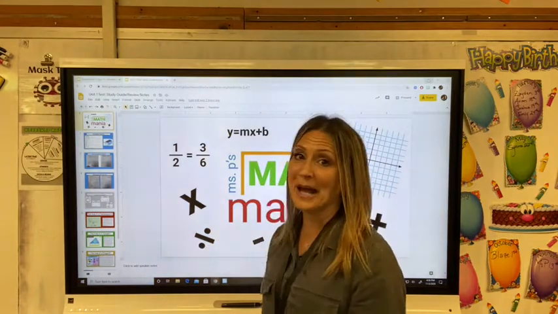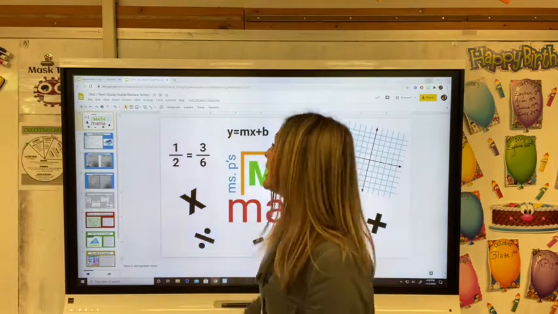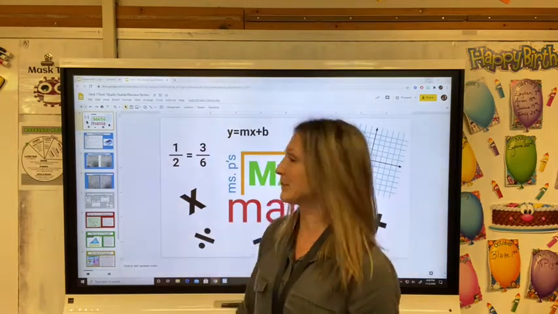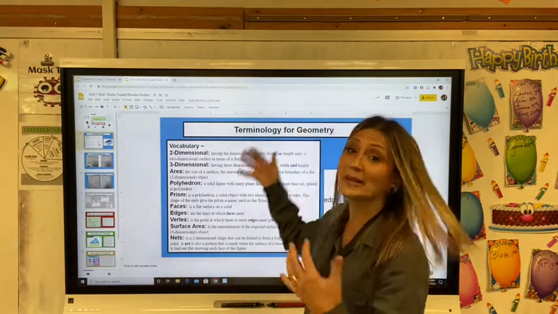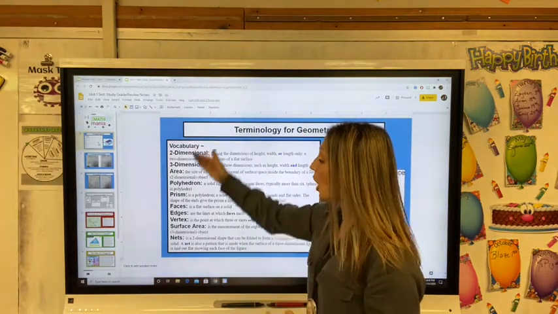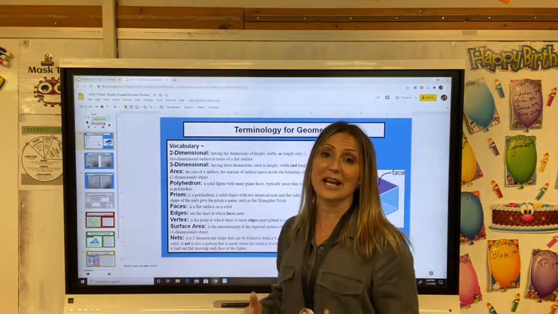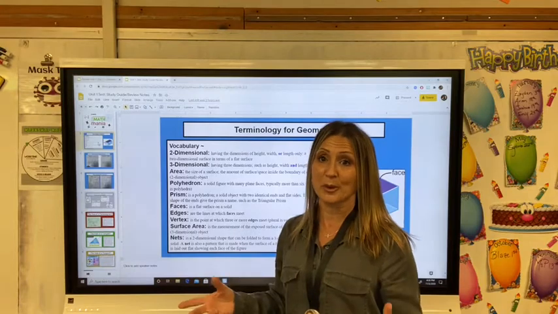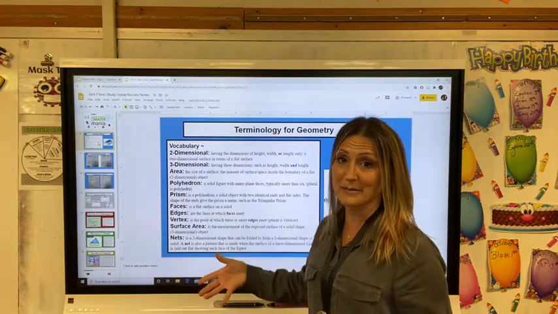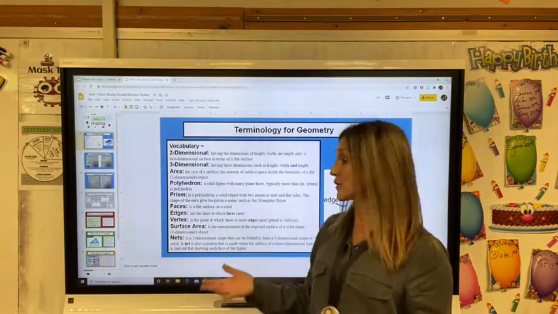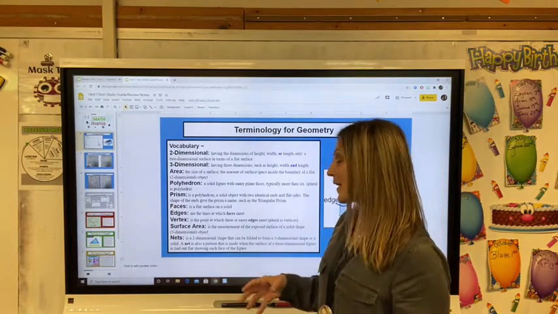So when you open up that Google presentation where you're studying, it's a whole study guide. You'll see, of course, my opening Mrs. P's Mathmania page. And then you'll see a page that talks about the terminology for geometry. And all of these vocabulary words are words that we covered when we were studying the unit of geometry and algebra at the beginning of school. And of course, there are things like 2-dimensional figures, 3-dimensional figures, the area, a polyhedron, a prism, faces and edges and vertex, and surface area and nets.